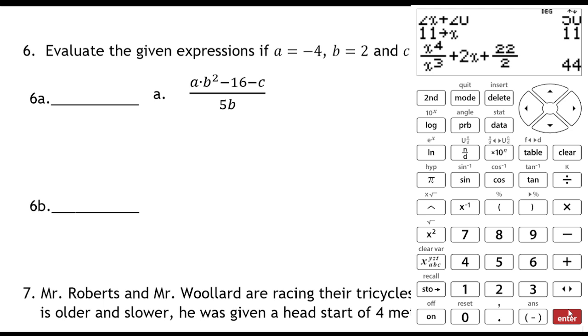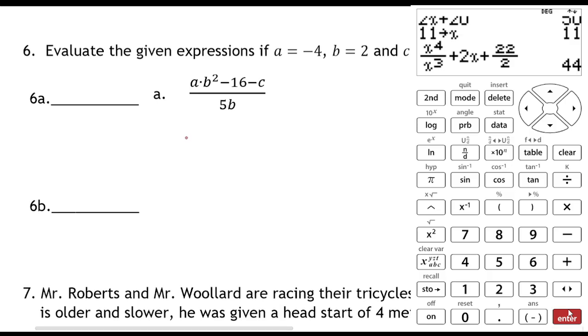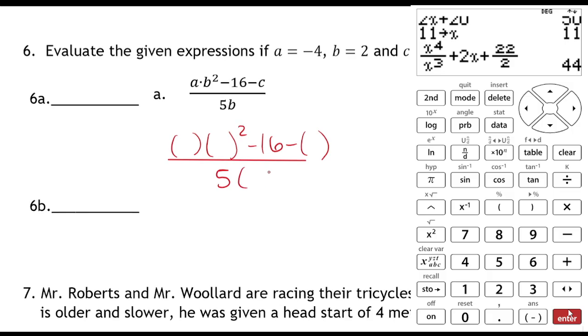So I'm going to take a moment here. This pen seems a little bit too sloppy. Let me make it thinner. There we go. So I'm going to take a moment here and just set this up to receive values. In my numerator, I've got a place for A times a place for B that's going to get squared, minus the value of 16 minus a place for the number C. And then my denominator, I'm going to have 5 times a place for B.